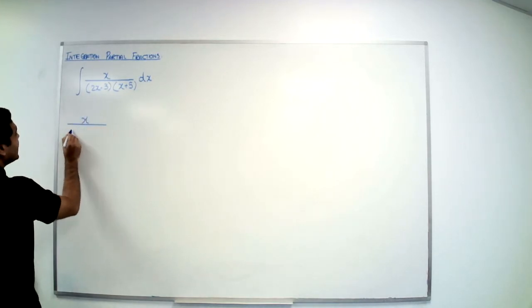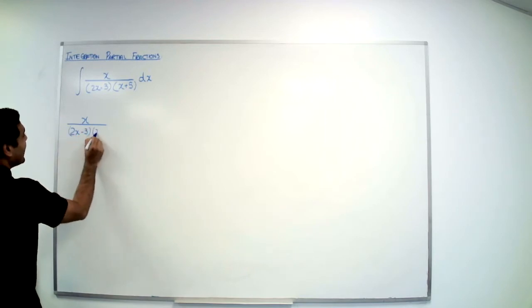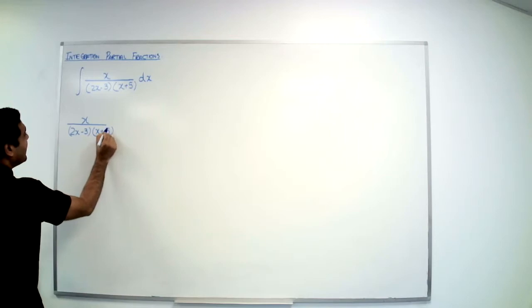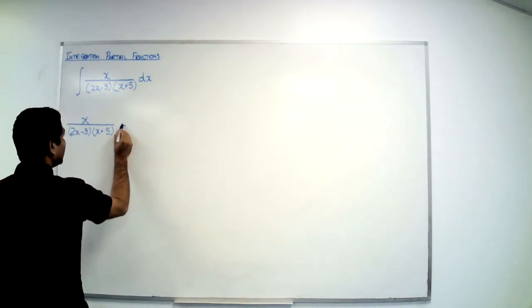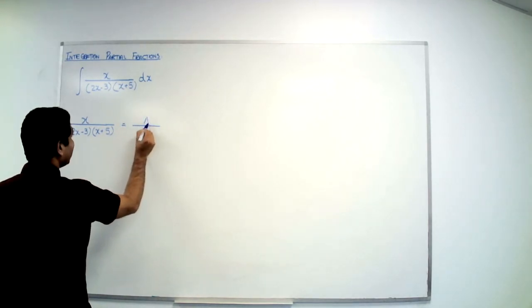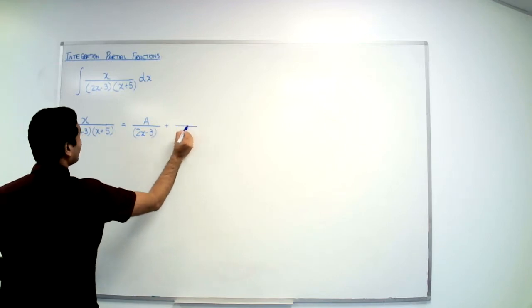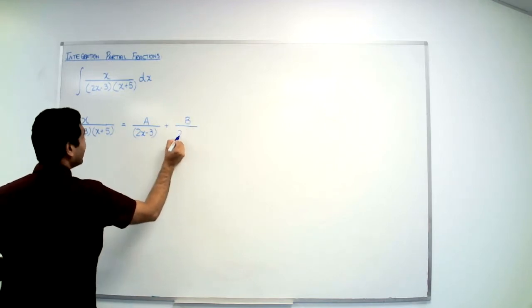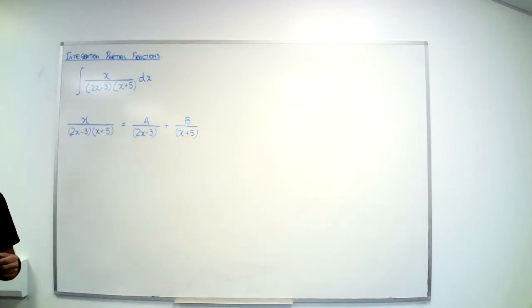I got x over 2x minus 3, and let's say I got x plus 5. So I need to convert that into normal fractions. To do that, you just write a, which can be any constant, over 2x minus 3, plus, always a plus, b over x plus 5. You write that one. That's the first step.